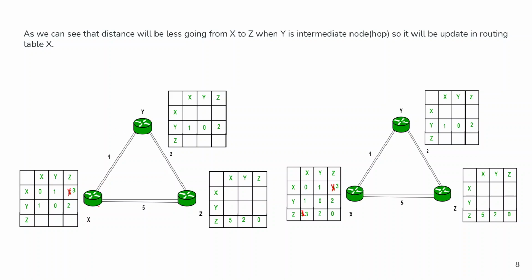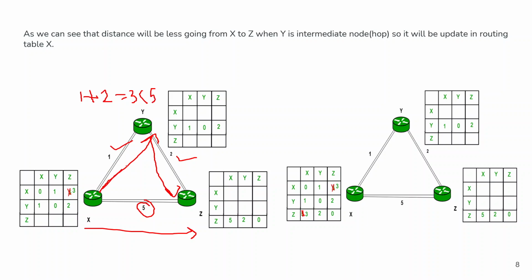If Y is the intermediate node, then you have 1 plus 2, that is 3, as the distance. If we want to go from X to Z directly, then the cost incurred is 5. But if you go by this route, first to Y and then to Z, the cost incurred will be 1 plus 2, that is 3, which is less than 5. Of course, you will prefer this route and not the other one.